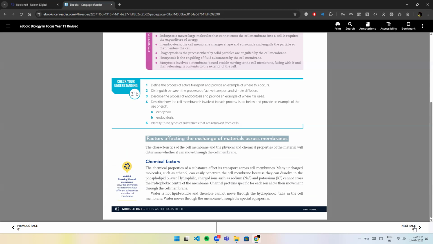Hydrophilic charged ions such as sodium and potassium cannot cross the hydrophobic center of the membrane. Channel proteins specific for each ion allow their movement through the cell membrane. Water is not lipid soluble and therefore cannot move through the hydrophobic tails in the cell membrane. Water moves through the membrane through the special aquaporins.